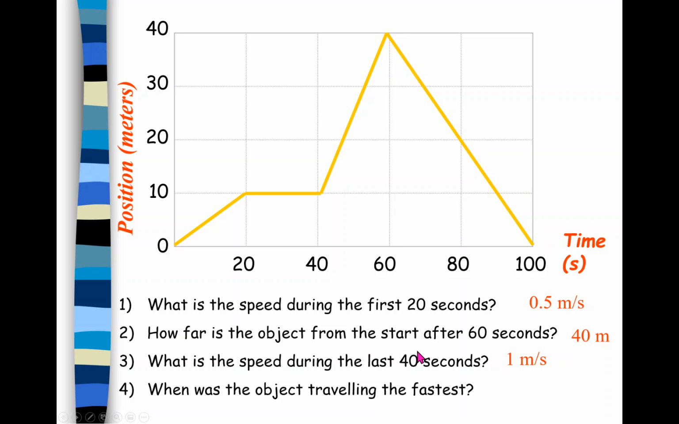Okay, and then number 4, when was the object traveling the fastest? Well, it's a position versus time graph. So when has it covered the most ground in the least amount of time? Another way of saying this would be, when is the velocity the largest? Or more to the point, when is the slope the largest? Largest slope, steepest slope, right here, right here, right here, right here.